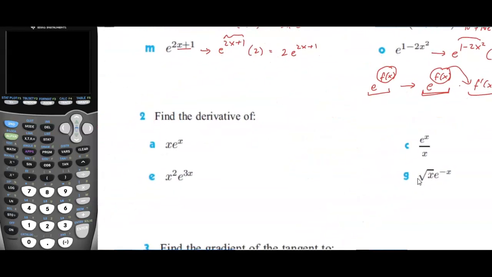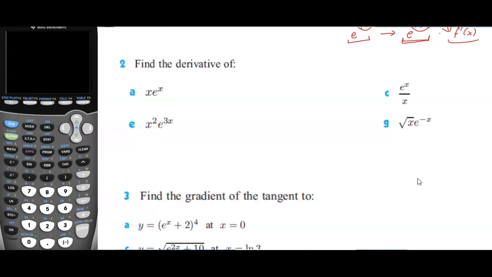Okay. Now they have some trickier ones. Now we have multiplications. So we're going to have to use product rule, right? So this is going to be u, and this is going to be v. Our u is x, our v is e to the x, our u dash is 1, our v dash is e to the x, because the derivative of e to the x is e to the x. So let's do product rule. So product rule says we're going to multiply these two together and these two together. So it would be x e to the x plus e to the x.